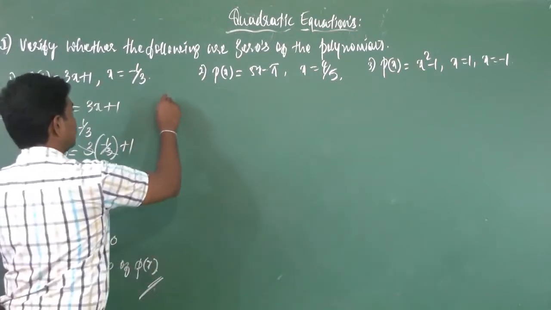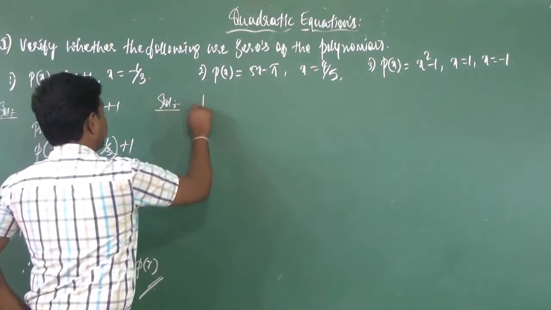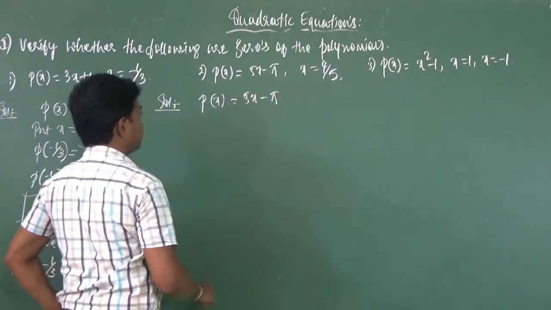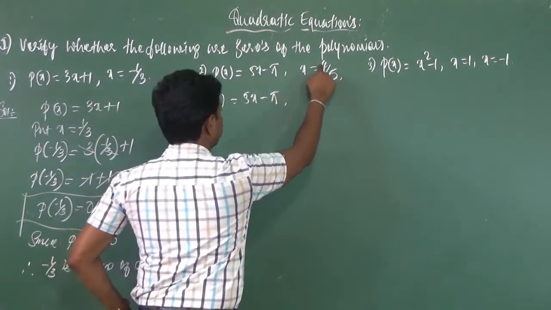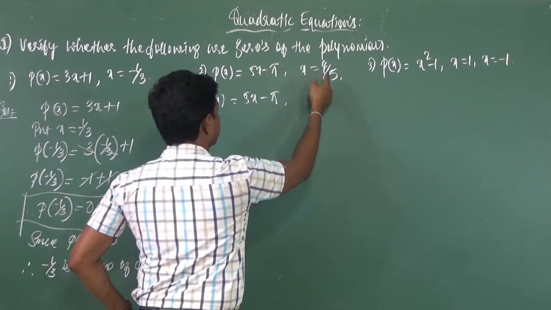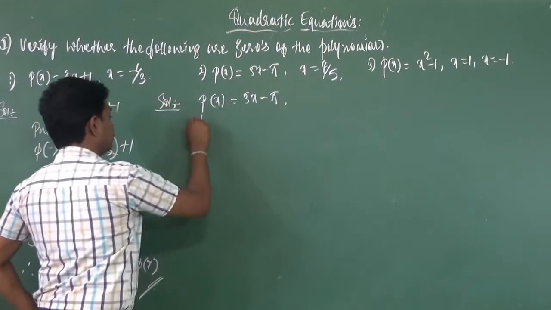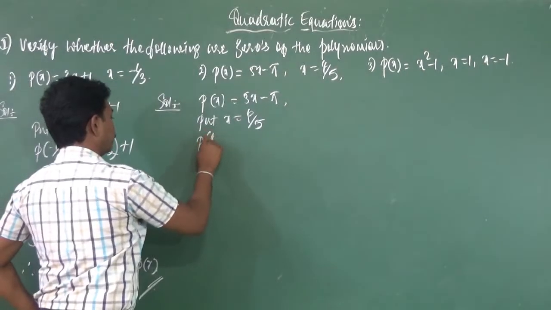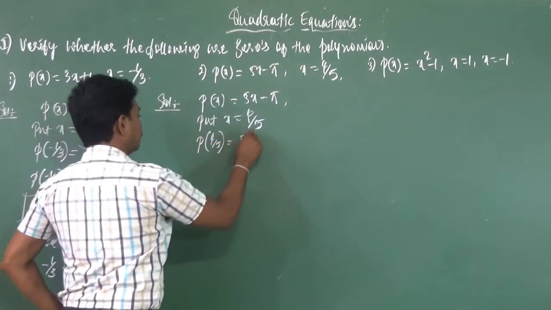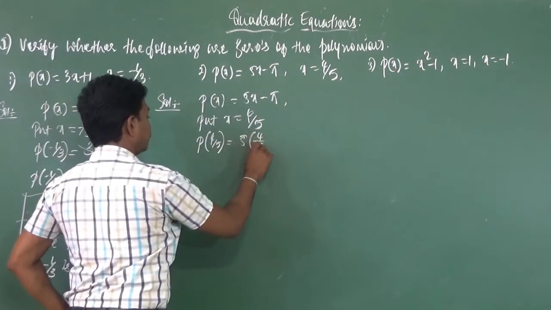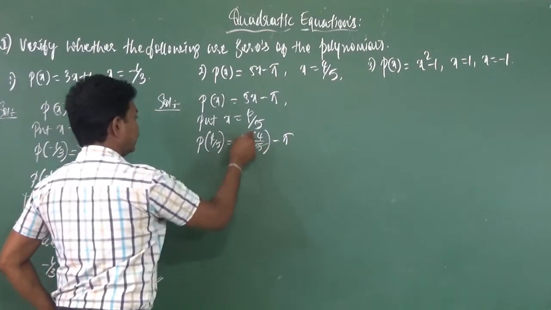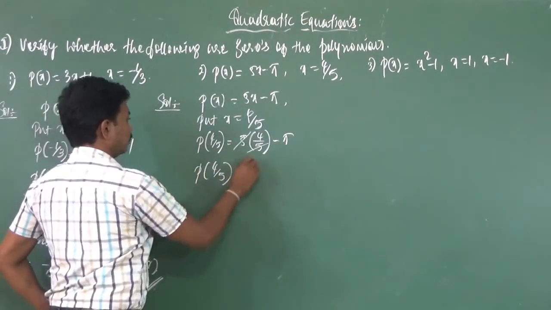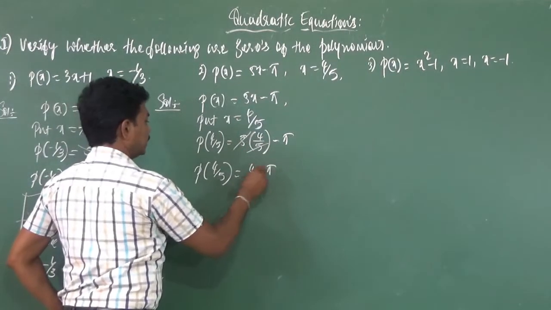Let us get into the second one. So p of x is equal to 5x minus pi. So here we have to substitute 4 by 5 in this and check whether 4 by 5 is a 0 of this or not. So put x is equal to 4 by 5. So p of 4 by 5 is equal to 5 into x, which is 4 by 5, minus pi. 5 and 5 cancel. Okay. So p of 4 by 5 is equal to, leftover is 4 minus pi.